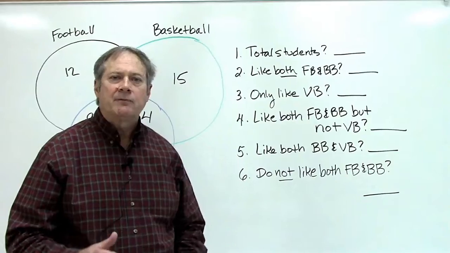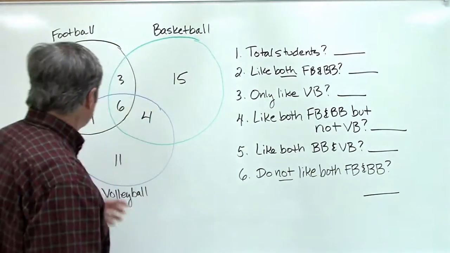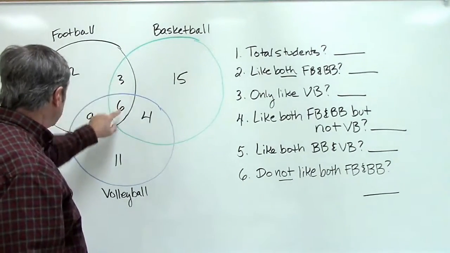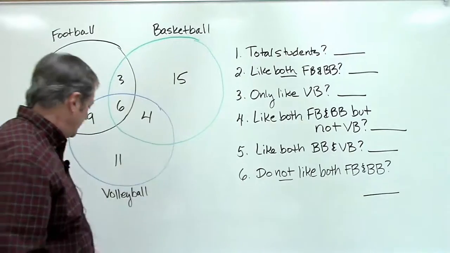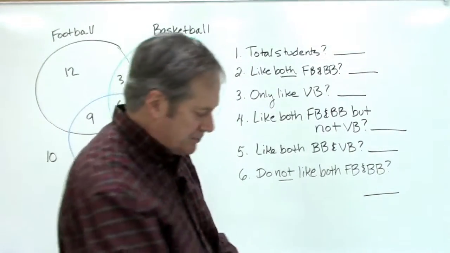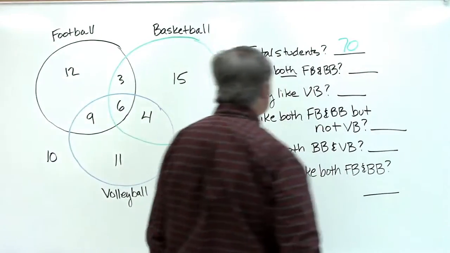Basically, you count up every number you see and add them together, and that's how you tell the total. So you're going to add, don't forget the 10 and 12 and 3 and 6 and 9, 11 and 4 and 15. And if you do that, it will add up to 70 students in all.